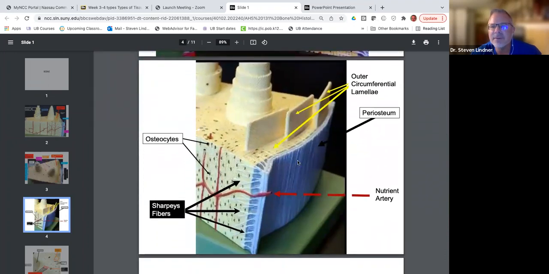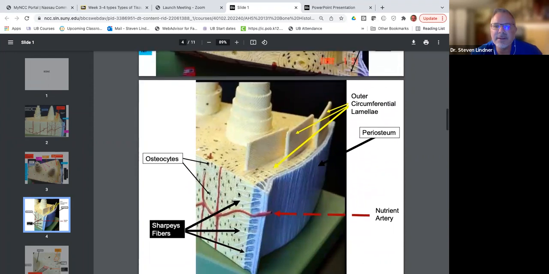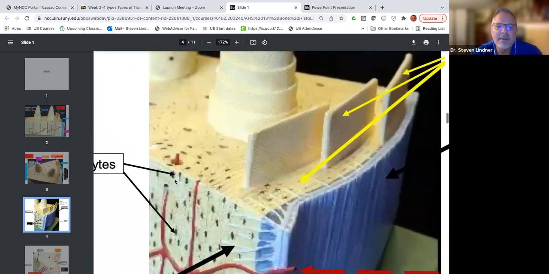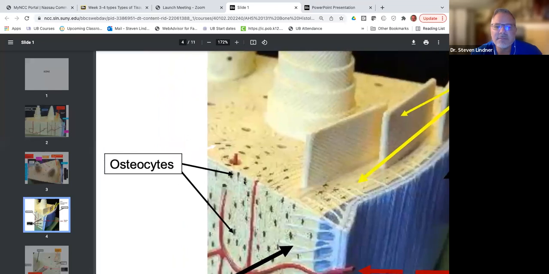A close-up view, here's the periosteum. Here's a nutrient artery that perforates through it, and that's why when bones break, bones can bleed. They do break and they bleed. Here's the outer circumferential lamellae. These cells are called osteocytes.